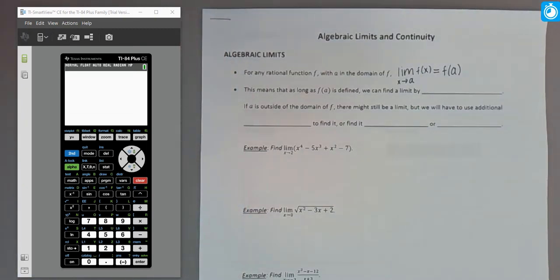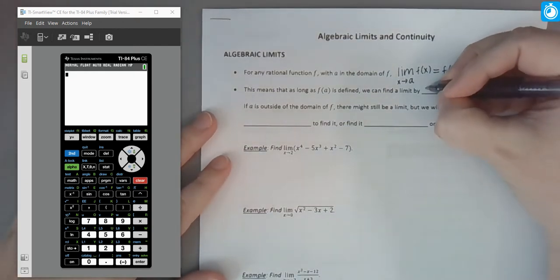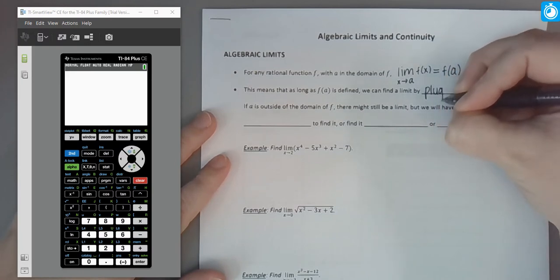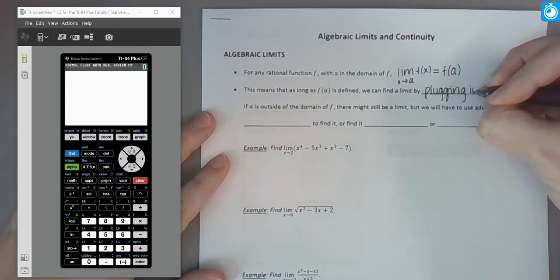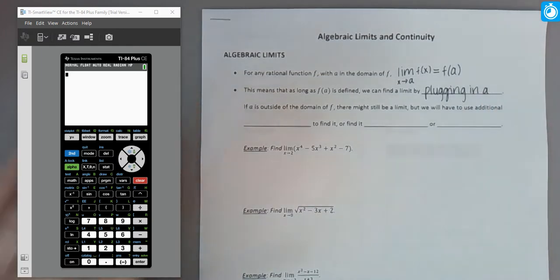So what this means essentially is that as long as f of a is something that is actually defined, then another way to find the limit aside from looking at the graph, aside from generating the limit numerically, is just by plugging in a. If we plug it in, then the output we get is going to be the same as the value for the limit, as long as the value of a is something that is in the domain of our function.